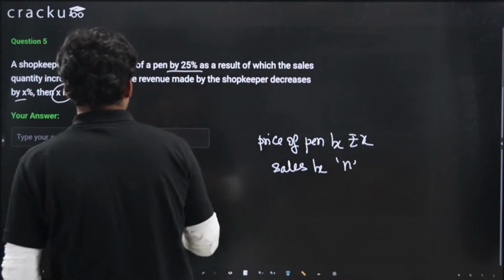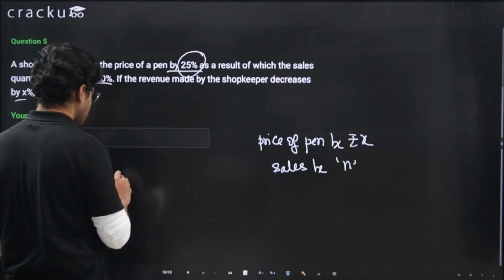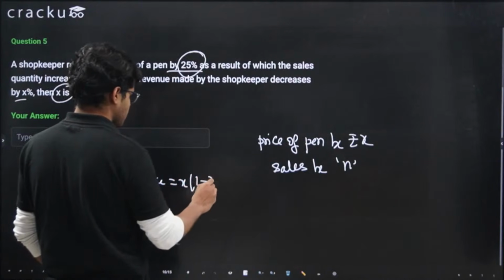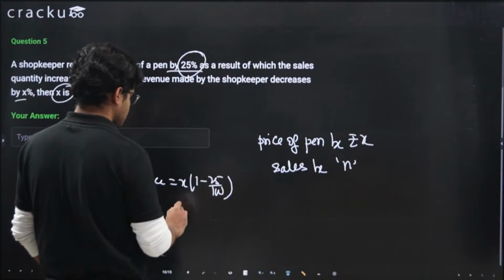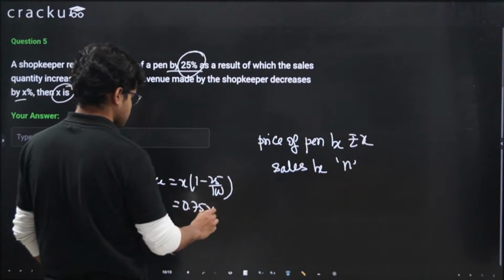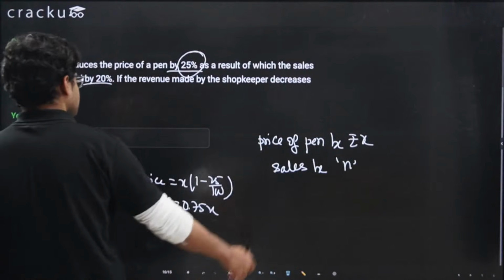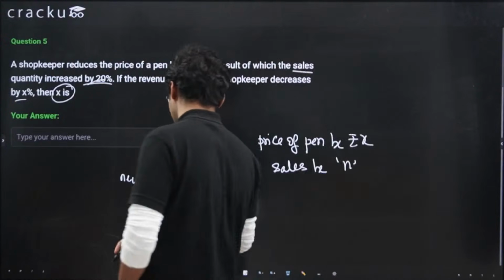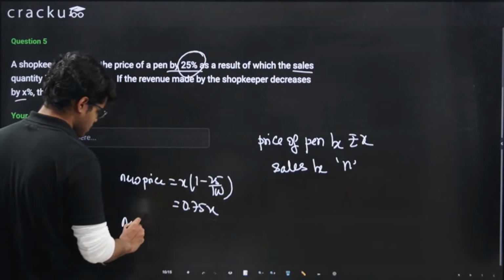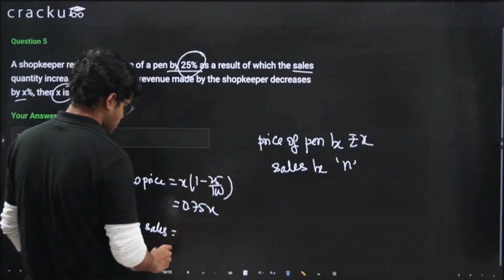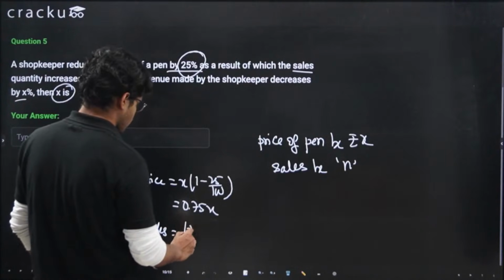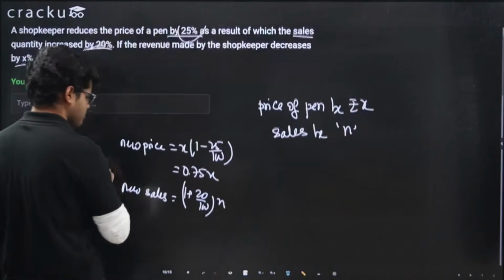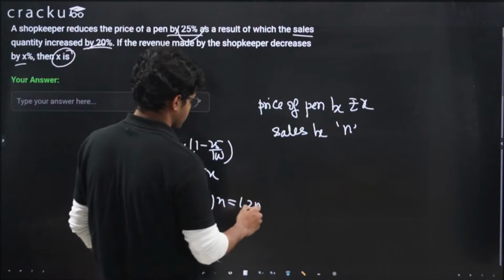Now the price of the pen is reducing by 25%. So what is the new price? The new price is X into (1 minus 25 by 100), which is 0.75X. And the sales is increased by 20%. Means what is the new sales? 20% increase, so 1 plus 20 by 100 multiplied by N, which is 1.2N.